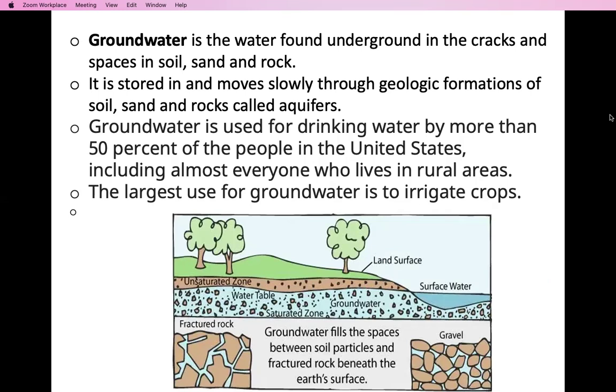The largest use of groundwater for most countries is to water or irrigate crops to aid in agriculture and other agricultural practices. So as you can see, the water comes to the surface through aquifers and moves through unsaturated zones, and it is normally confined to areas we call streams and other water body holding areas, and these are used for the purpose of agriculture.